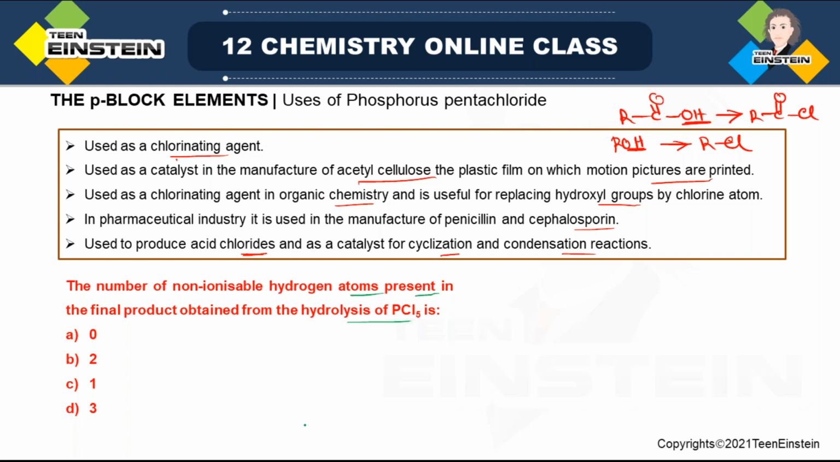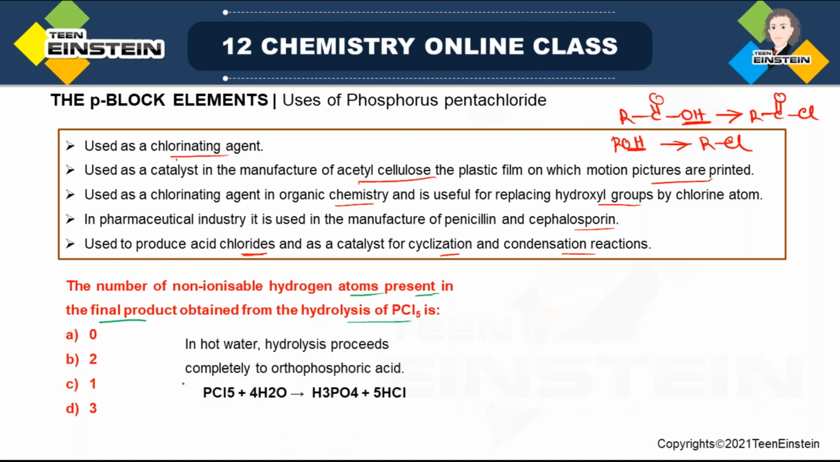In this question, it is asking for the final product obtained from the hydrolysis. That means the statement basically means the product of complete hydrolysis, but it is written in a different way. It is written as final product. That means first POCl3 will be produced, then from it H3PO4 will be produced. So hot water hydrolysis proceeds completely to orthophosphoric acid, that is H3PO4. But we have to find out the number of non-ionizable hydrogen.